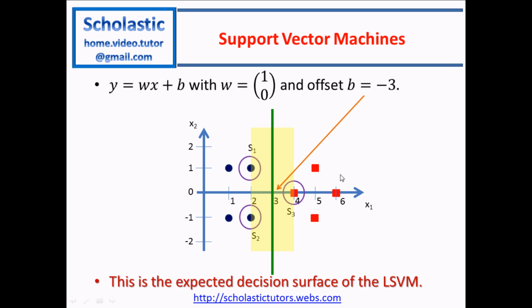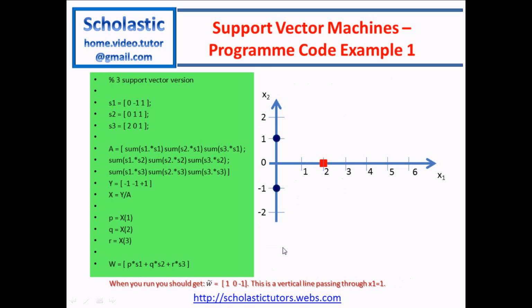For linear support vector machines, the boundary is clear. This is just a straight line. Okay, so we come to a simple program code here, an example using MATLAB or any other programming language. We can simply derive and obtain these answers. Either you can do it using paper and pencil, or you can write a simple code.